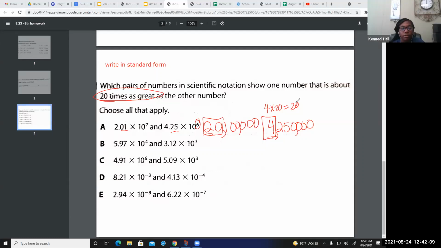No. All right, so that means that one would not be 20 times greater. 4 times what would give us 20? 5. Good job. So the first one was only 5 times greater.